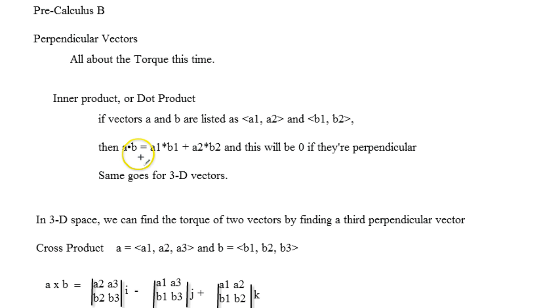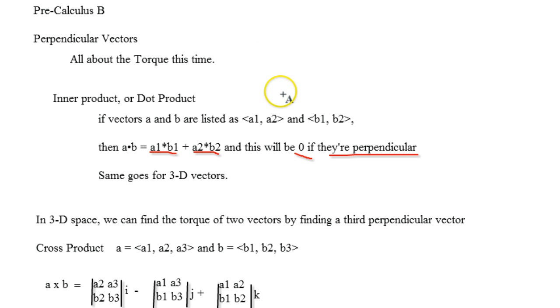A dot B is A1, the first coordinate of the first vector, times the first coordinate of the second vector, plus the second coordinate of the first vector times the second coordinate of the second vector. You just add those together. If the result is 0, then you are dealing with perpendicular vectors. Same goes for three-dimensional, except you would have a third coordinate to add in.